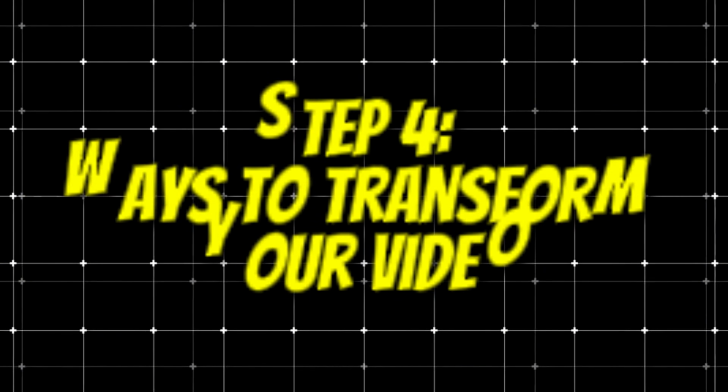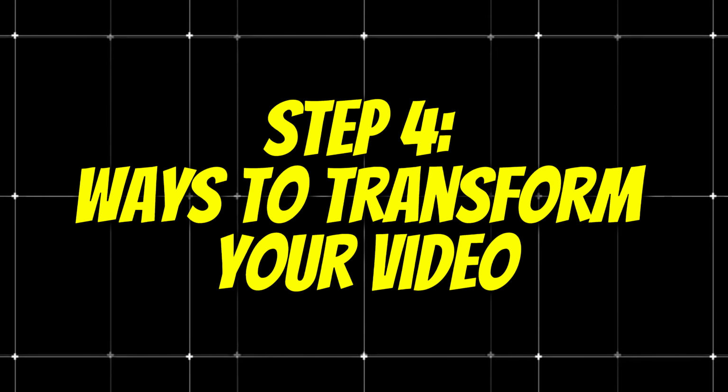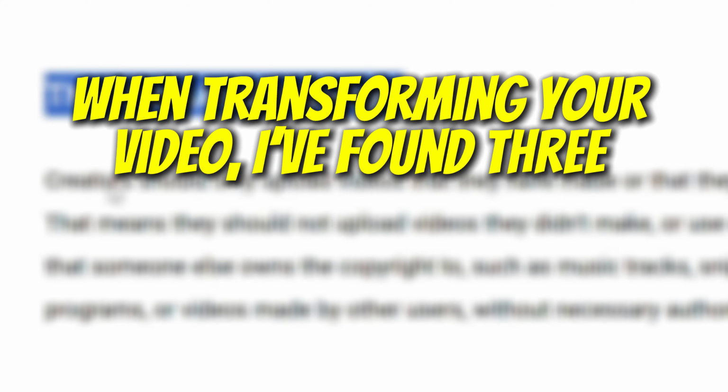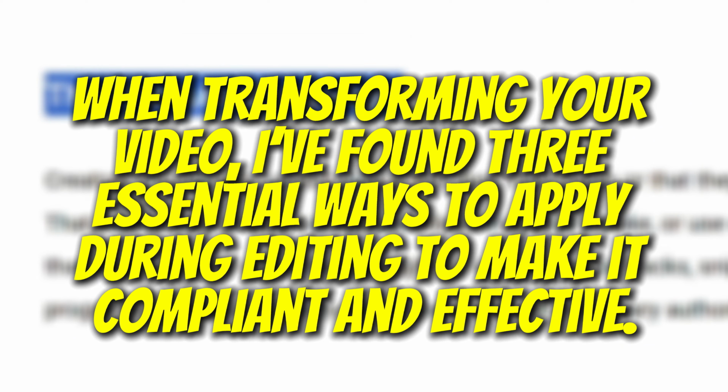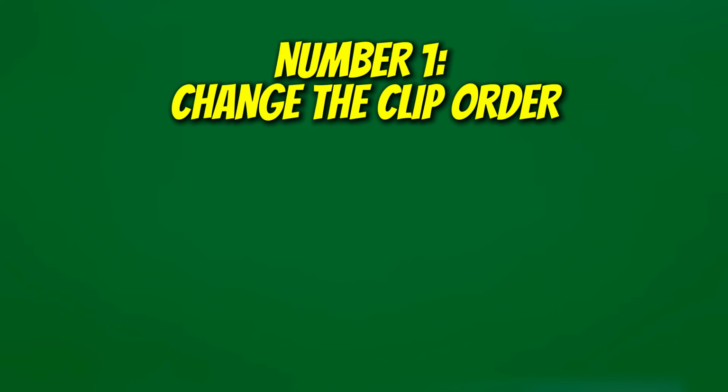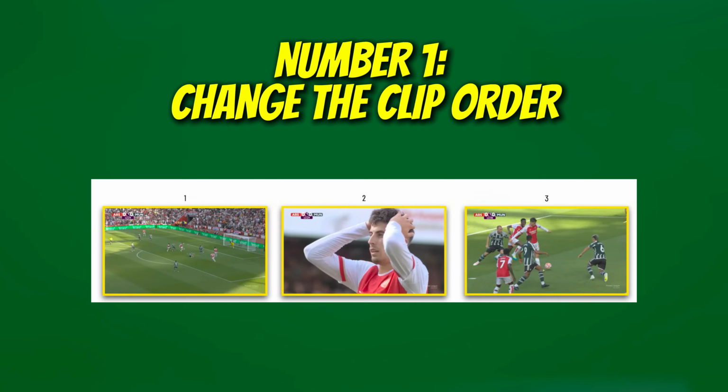Step 4. Ways to transform your video. When transforming your video, I've found 3 essential ways to apply during editing to make it compliant and effective. Number 1. Change the clip order. This means that each time the camera angle shifts, it creates a new clip. Typically, a sequence includes a wide shot, a close-up, and a replay. By swapping the second and third clips, you create a different sequence than the original broadcast, which helps prevent YouTube's Content ID system from detecting it.